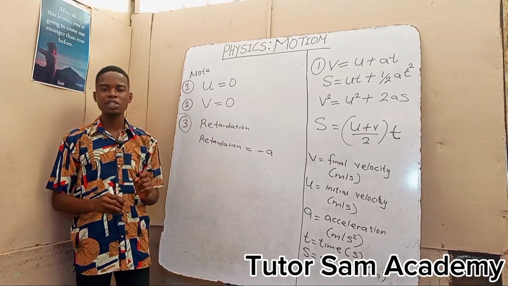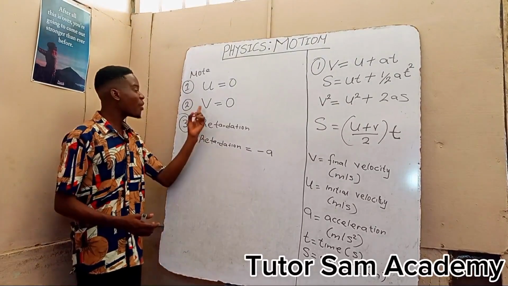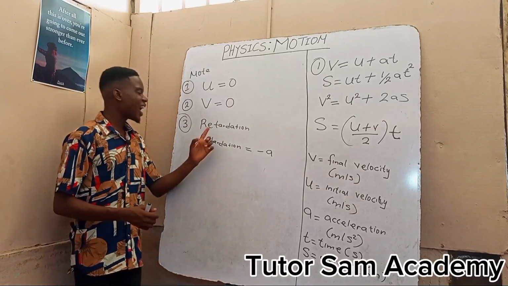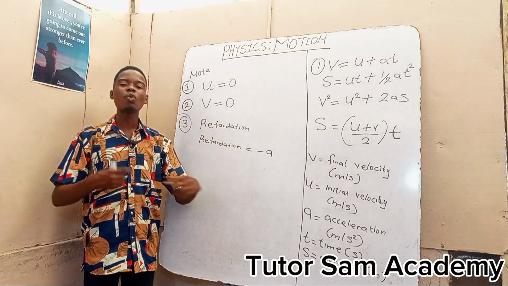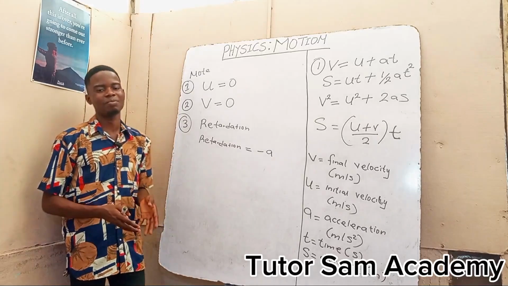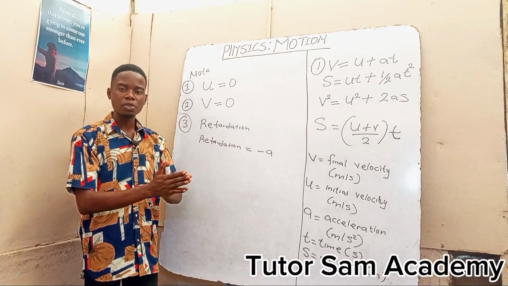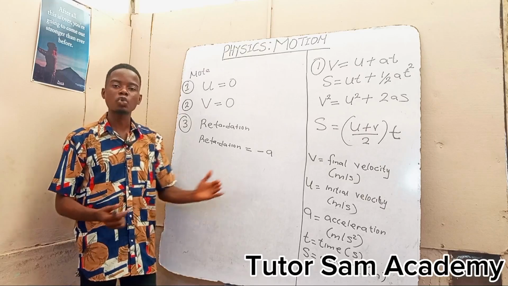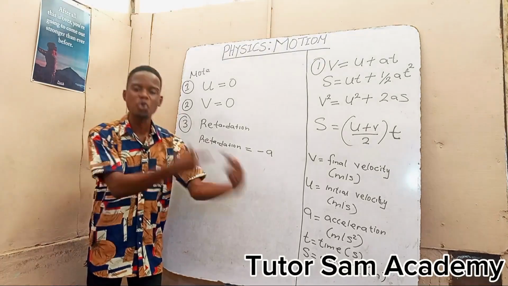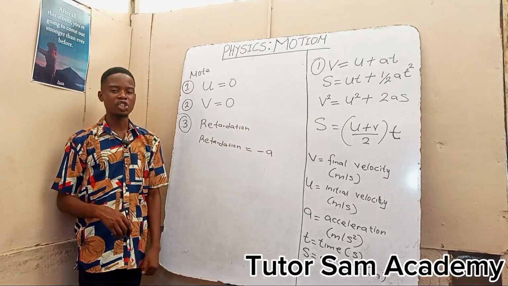One is our initial velocity. Initial velocity is 0 when a body begins from rest. Our final velocity is always 0 when a body comes to rest. Then our acceleration is negative when retardation occurs. And retardation can occur when maybe a brake is matched. Maybe you are moving with a vehicle with a certain velocity, then a child just tried to cross your path. Then you match the brake. So that brake is bringing you to a rest. That is retardation. So it is negative acceleration.